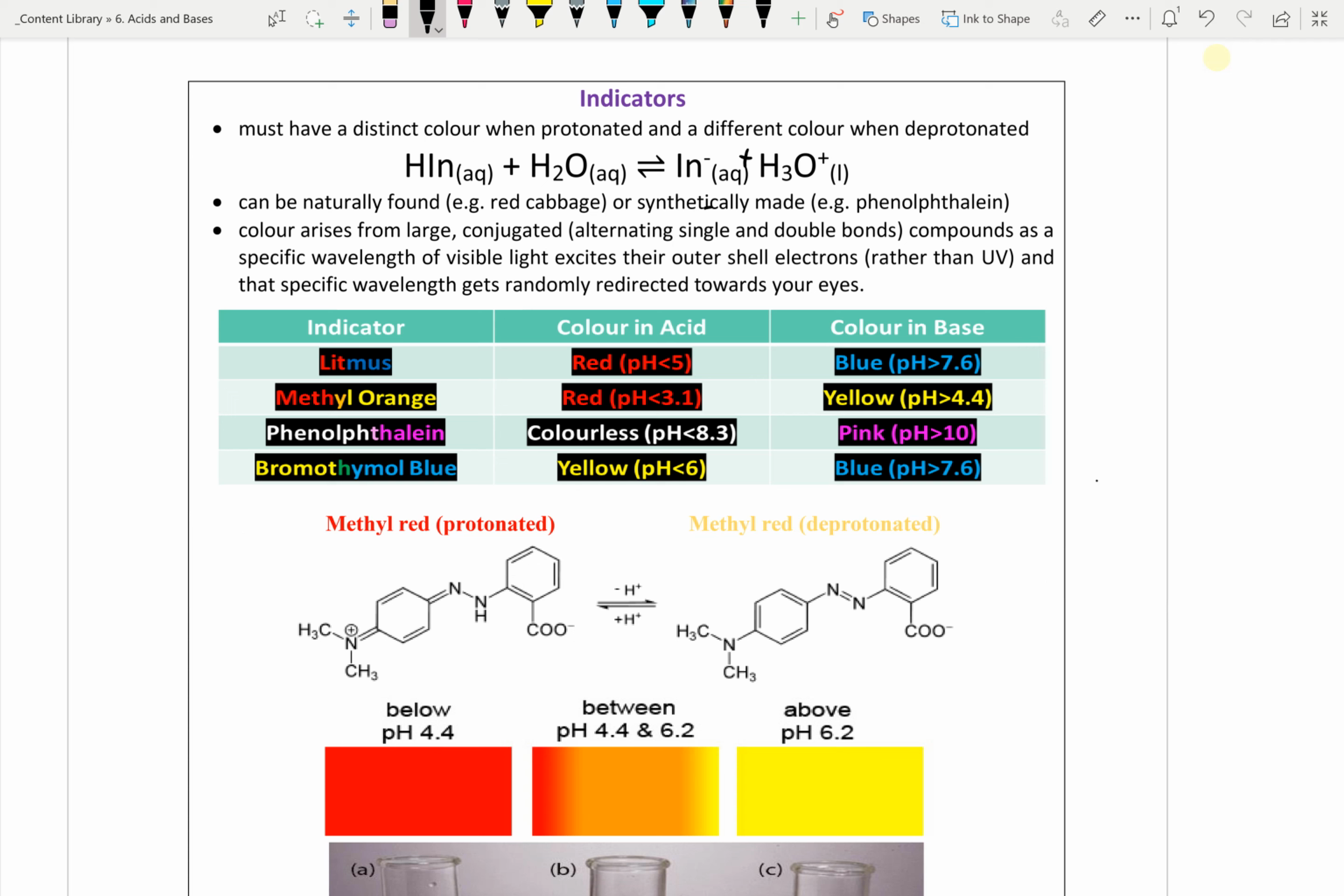And that's very useful because then I can stick the indicator in a solution. Say it had a lot of hydronium ion, then my indicator will, because these two will bump into each other a lot, the indicator will mostly be in HIn form, protonated, and that indicates to me that that solution is acidic.